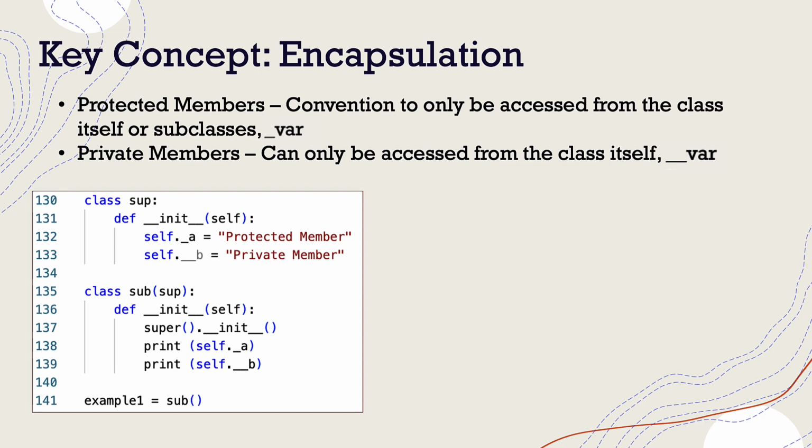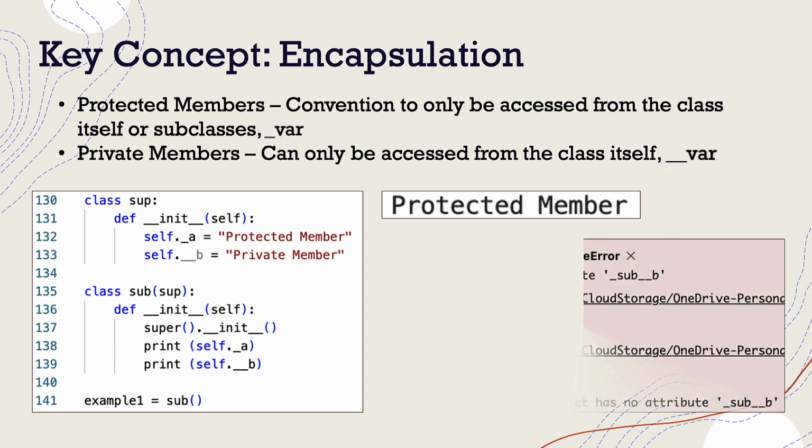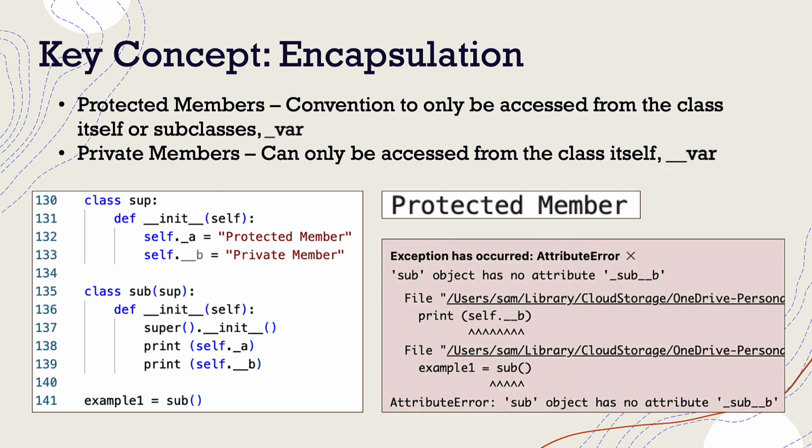Now, when I run this code, it will print out protected member. However, then as we try to print underscore B, it will fail and come up with an attribute error. This is because the subclass cannot find the attribute due to it being a private member, so therefore showing that you can only access private members from within the class itself and not the subclass or outside.